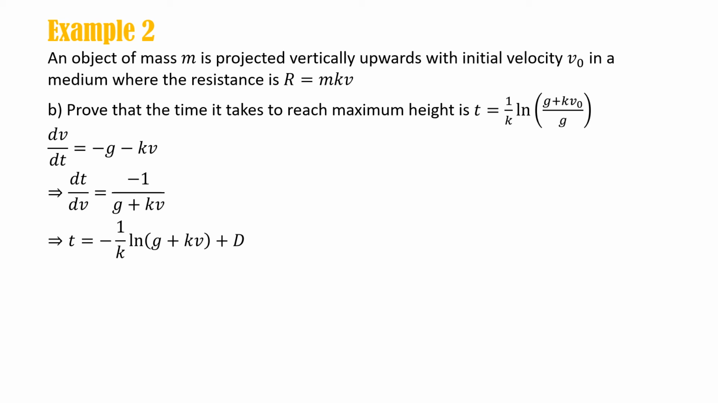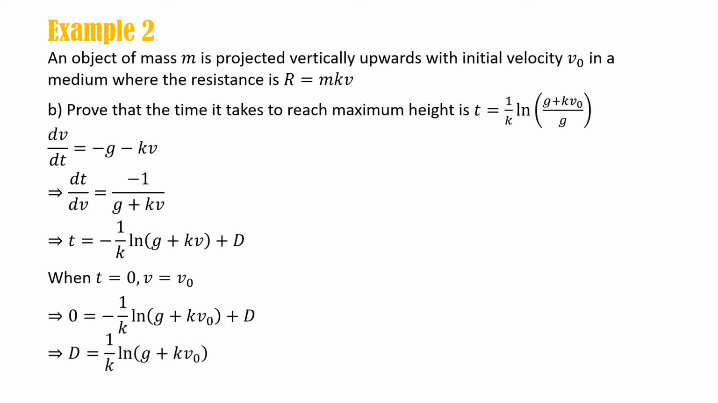Well, we know that when t was 0, our velocity is going to be v0. So we can substitute that in. When t is 0, v is v0. Therefore, 0 is equal to negative 1 on k times the natural log of g plus kv0 plus our constant of integration d. So if all of that has to equal 0, then d must be the positive of that. So d must be 1 on k times the natural log of g plus kv0.